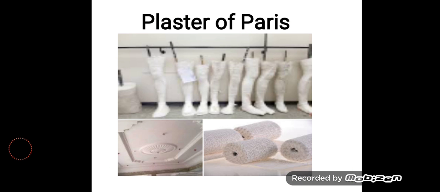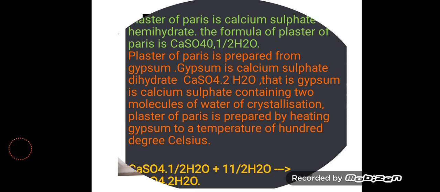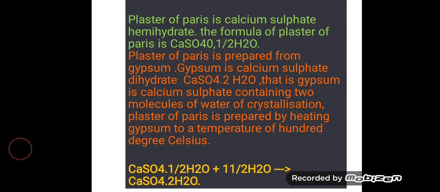Next one is plaster of Paris. Plaster of Paris is calcium sulfate hemihydrate. The formula of plaster of Paris is CaSO4·½H2O.